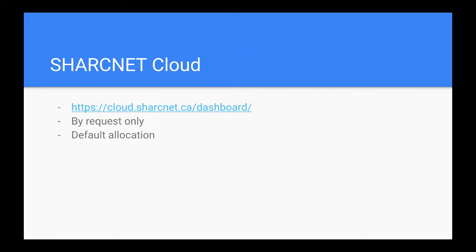For SHARCNET Cloud, we have implemented an OpenStack cloud with multiple compute nodes and a dashboard for users to access it. This is the URL for it: https://cloud.sharcnet.ca/dashboard, and it's a by-request-only cloud. So users will have to request access to the cloud in order to reach it. The default allocation that is given to a user is 4 cores, 8 gigabytes of memory, 50 gigabytes of persistent storage, and I'll come back to this particular idea about persistent storage in a minute, and 1 floating IP. I'll also explain more about each of these concepts later on in the presentation.